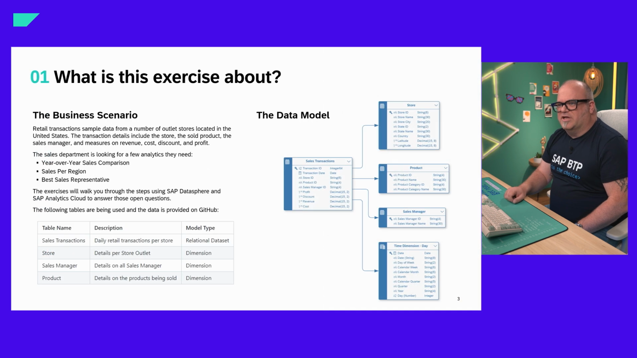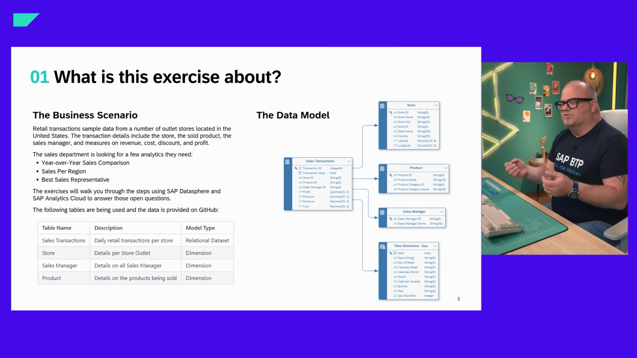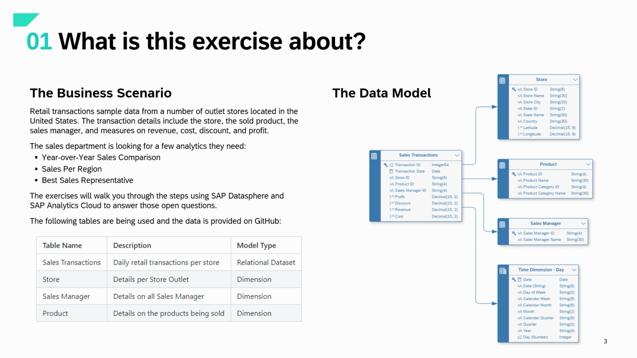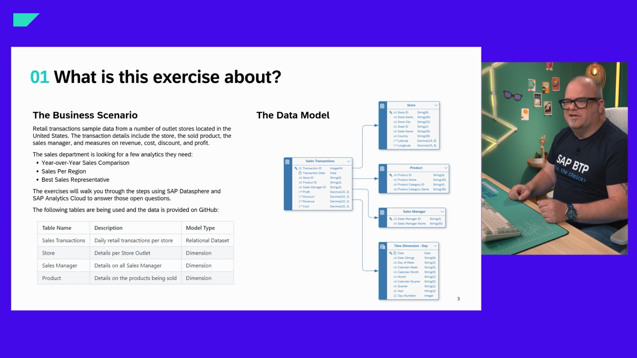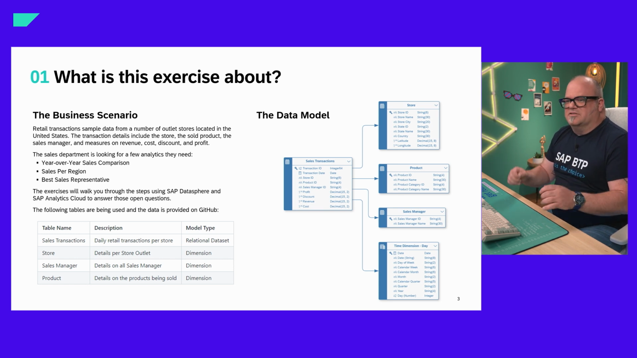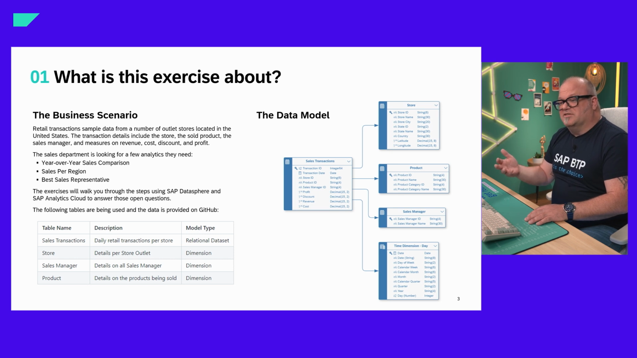So let's have a look at the exercises. The exercise is basically a retail transaction example. There are a number of outlet stores in different locations in the United States. We have a file which provides detailed transaction data with store, sold products, sales manager, and different key figures and measures, like revenue, cost, discount, profit, etc. The target of this exercise is three stories: a year-to-year sales comparison, sales per region, and if you want to, also the best sales representative.